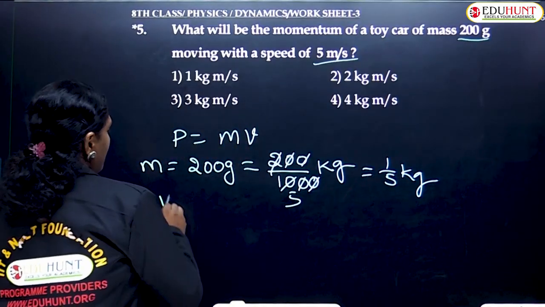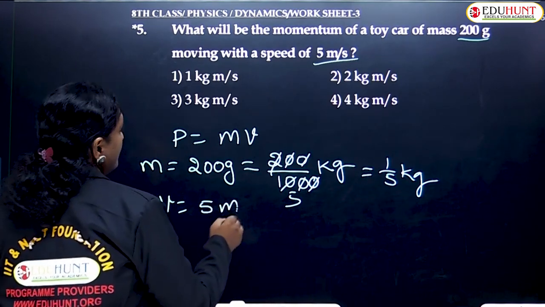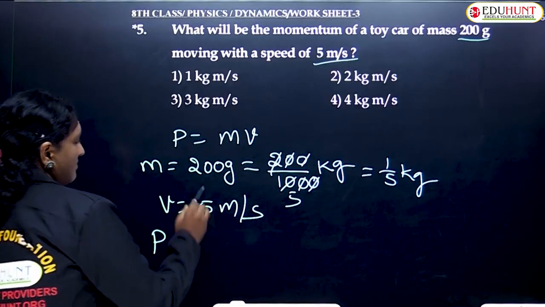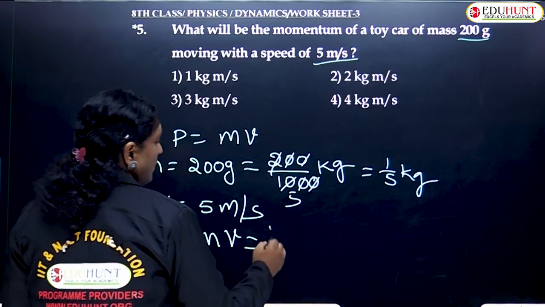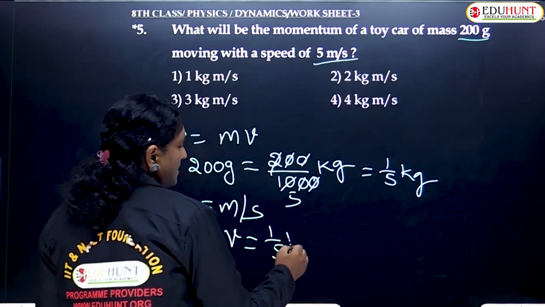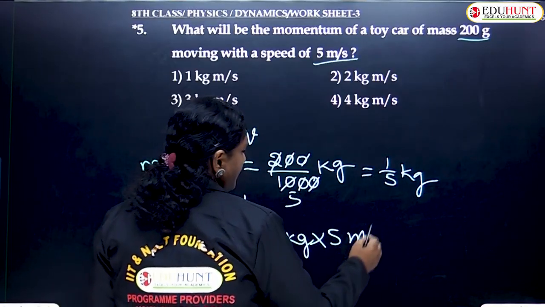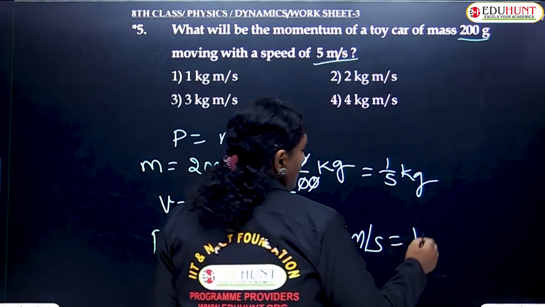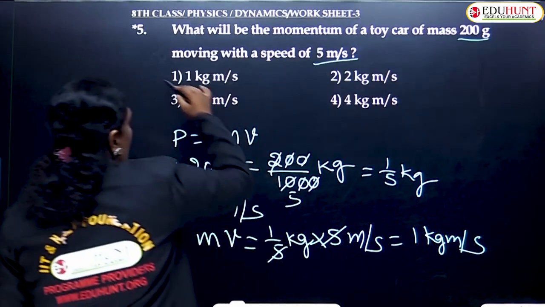And what is the speed given? V is given to be 5 meter per second. You are asked to find the momentum. So momentum is equal to mass into velocity. How much mass is given, children? 1 by 5 kg into how much speed is given? 5 meter per second. This 5 and this 5 get cancelled. 1 into 1, how much? 1 kg meter per second is your right option.